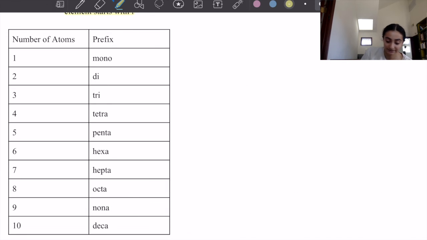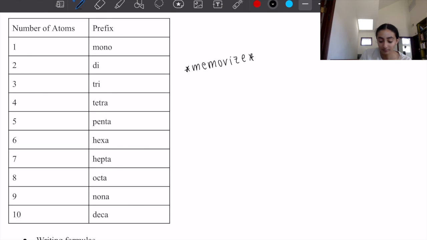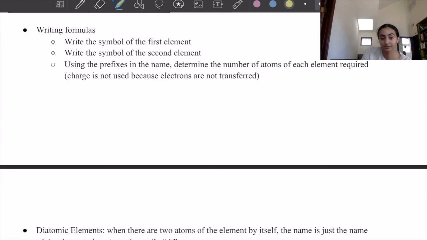So here are the prefixes. We have mono, di, tri, tetra, penta, hexa, hepta, octa, nona, and deca. You are going to want to know these pretty well. A lot of them are straightforward, and you should be able to memorize them really quickly the more you practice naming covalent compounds.